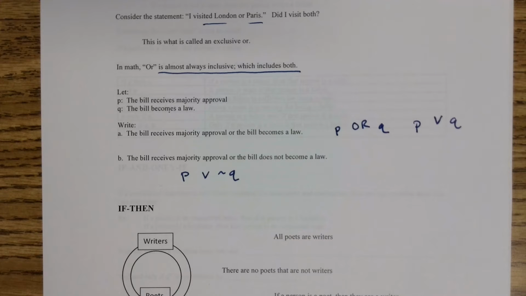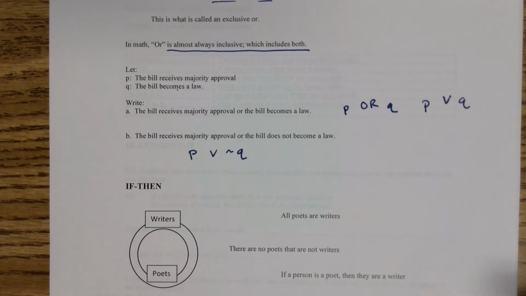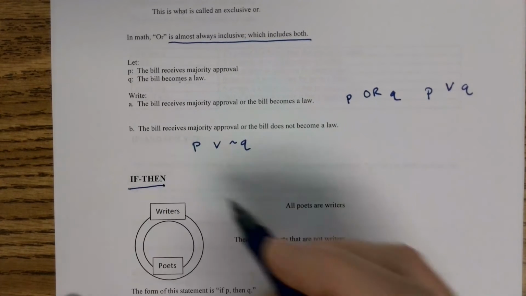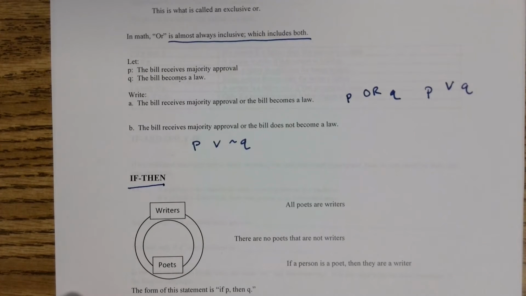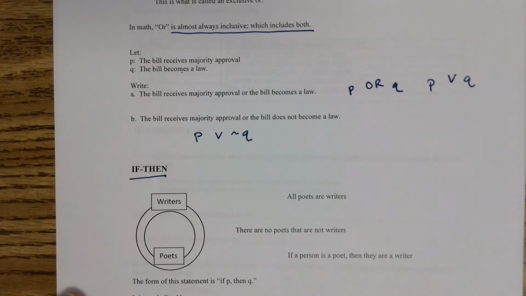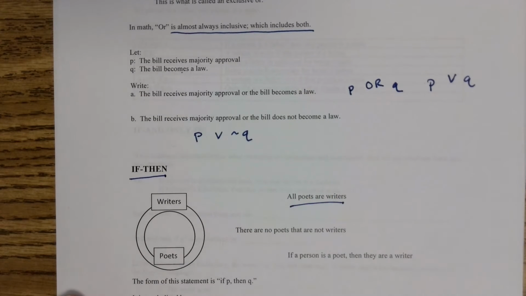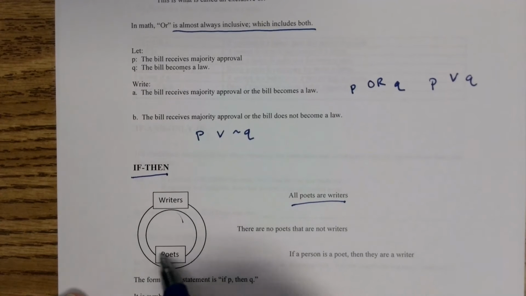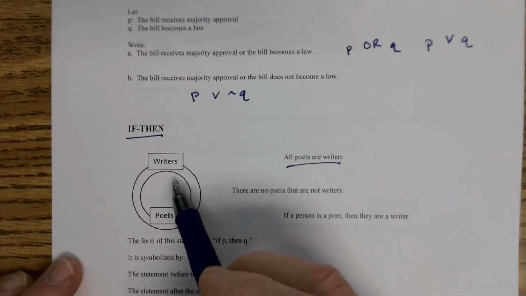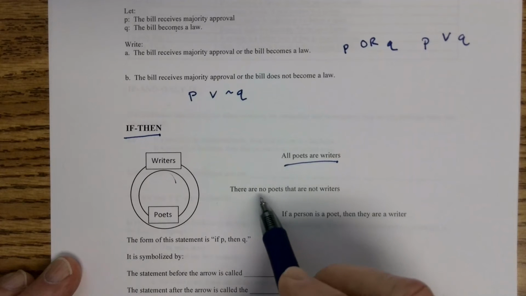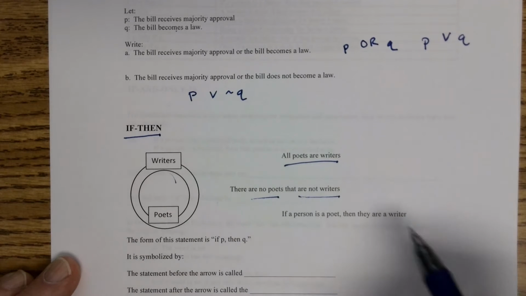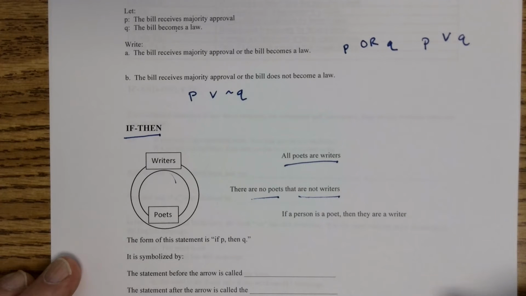Oh, I don't know these next two vocabulary words. Okay, so the next one is the if-then statement. If this happens, then that happens. Okay, so here we go. All poets are writers. So that means all the poets are inside the writers. So there are no poets that are not writers. That's another way of saying that.